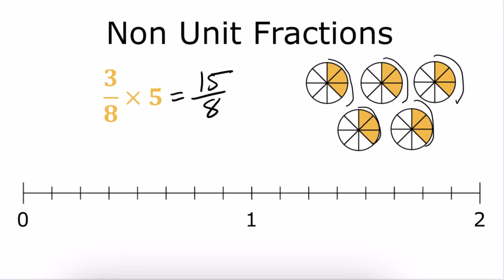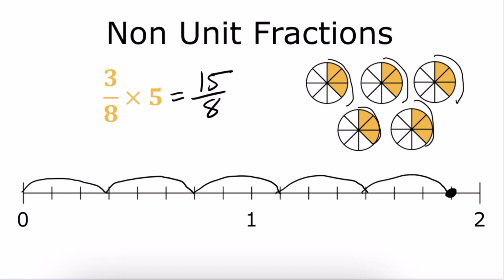You could also show this on a number line by having 5 sections of 3/8. So I could go from 0 to 3/8, then go another 3/8, then another 3/8, another 3/8, and another 3/8. And we end up at this point, which is 1/8 before the number 2. And since 2 is 16/8, that point is 15/8. So whether you use an area model or a number line model, the idea of multiplying a fraction by a whole number is that you're making a certain number of copies of that fraction.